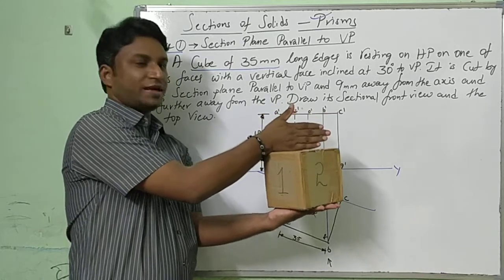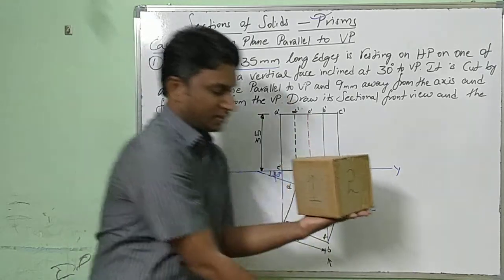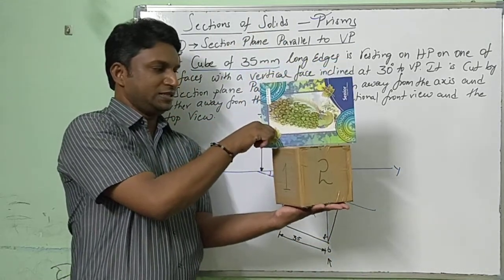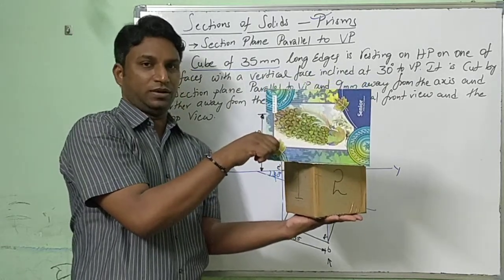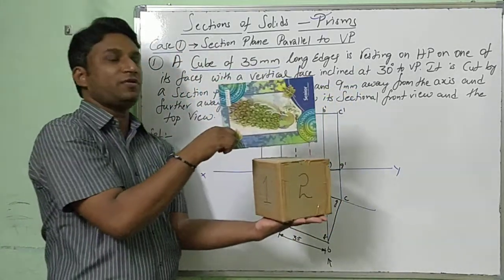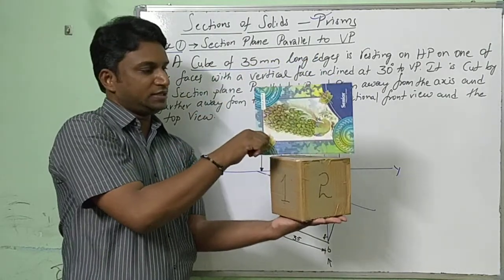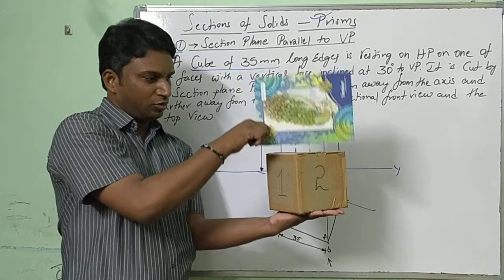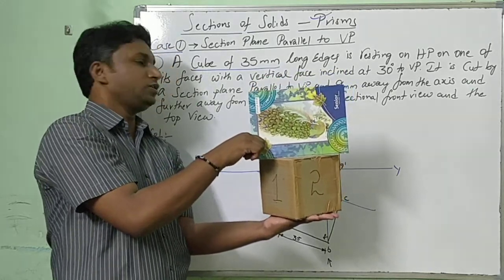9 mm away from the axis may be back side or front side. 9 mm away from the axis is nothing but this plane. Away means it may be back or front. So here he is mentioning one more condition, further away from VP, towards your side. So axis 9 mm. Now I have to cut here at this location. Draw its sectional front view and top view.